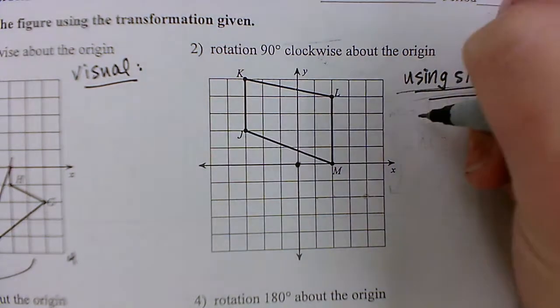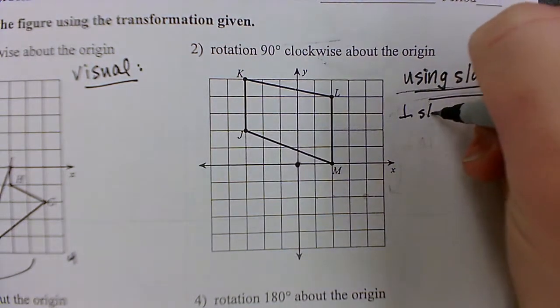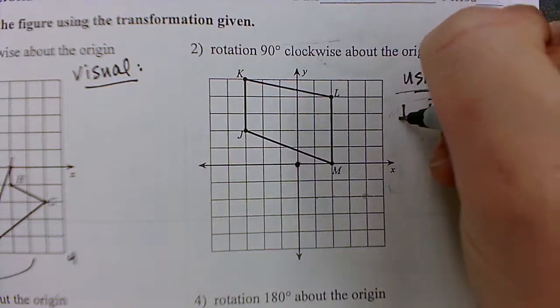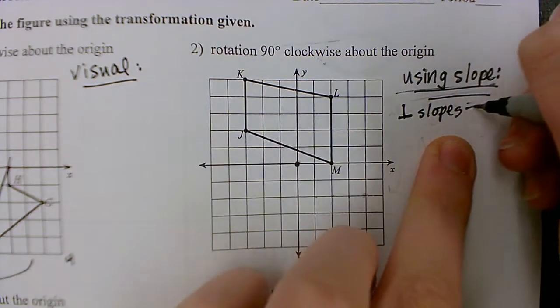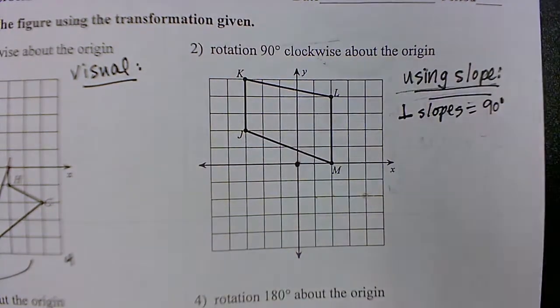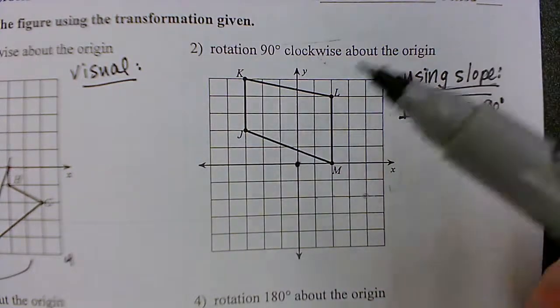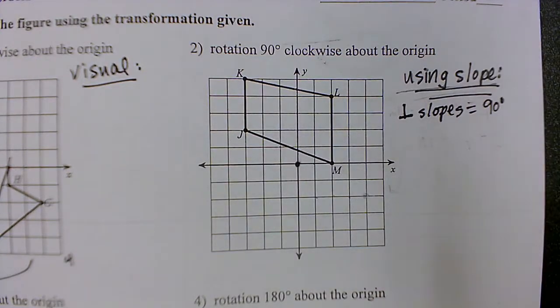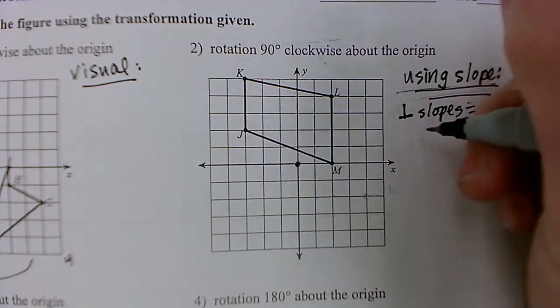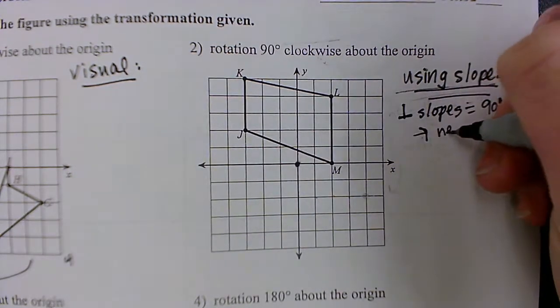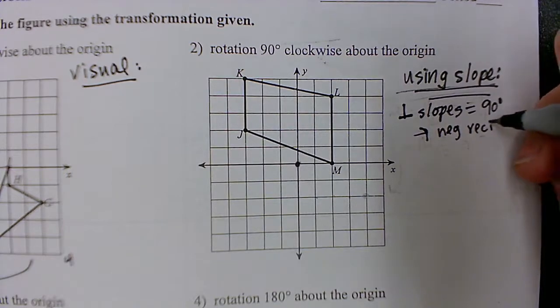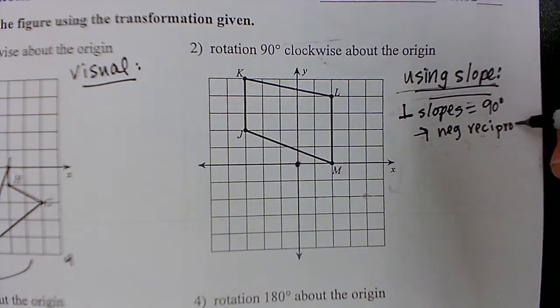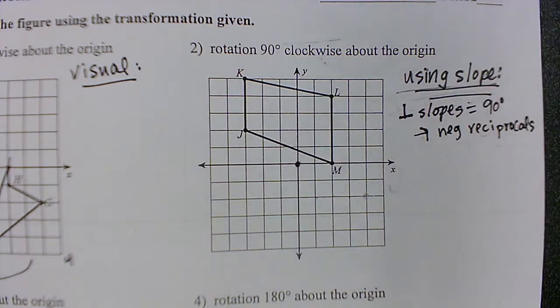And then I also know that perpendicular slopes create a 90-degree intersection. Just like our x and y axis, there's a 90-degree intersection there because they are perpendicular. I also know that perpendicular slopes are negative reciprocals. Okay, and that's kind of the rule that we're going to use here to help us.